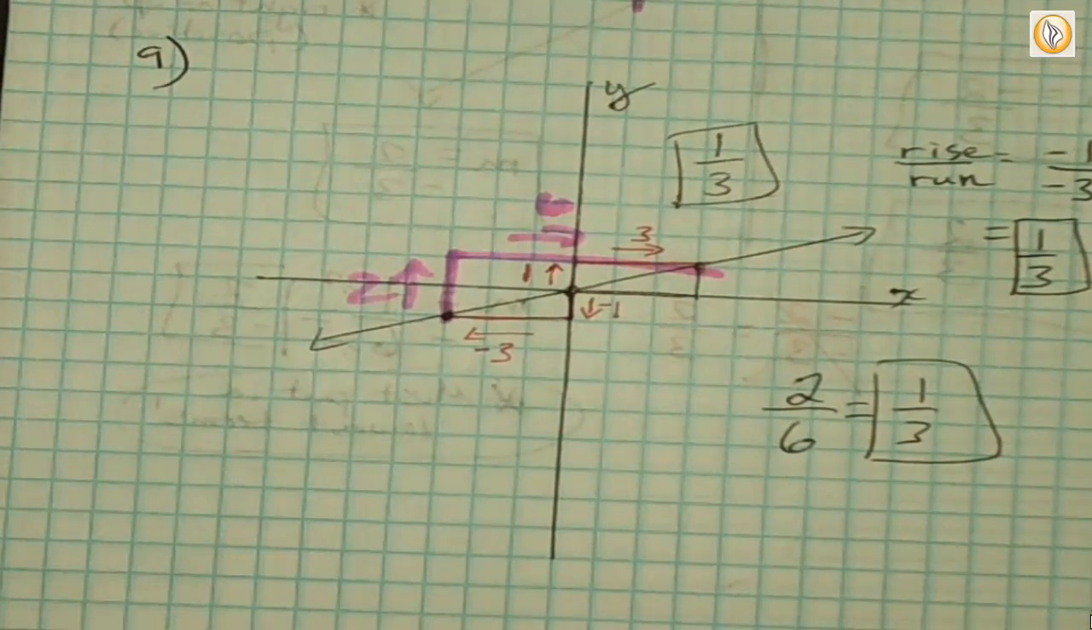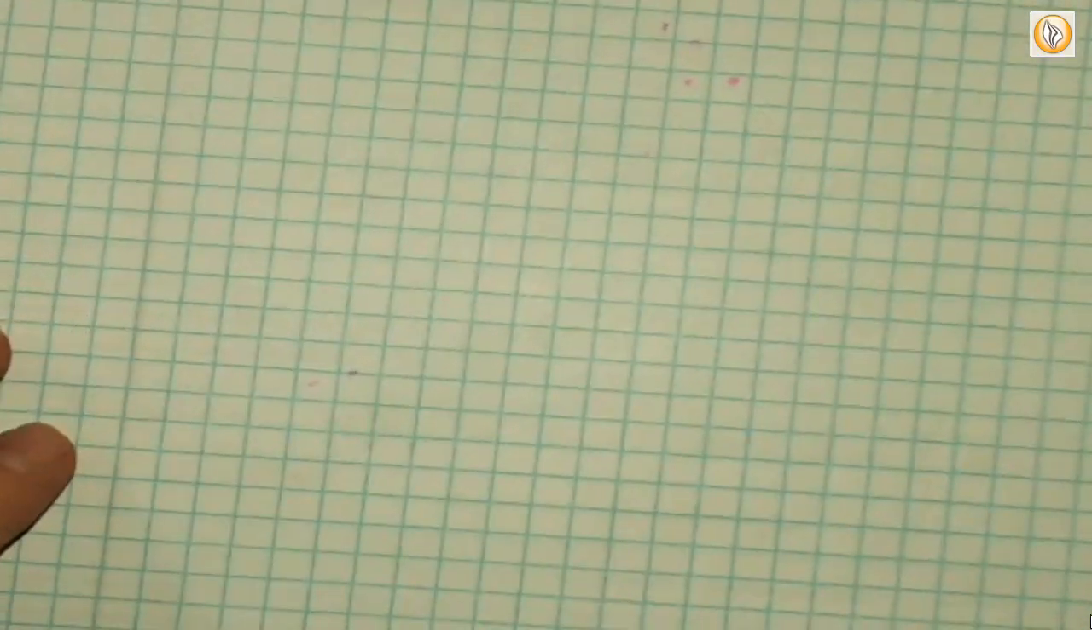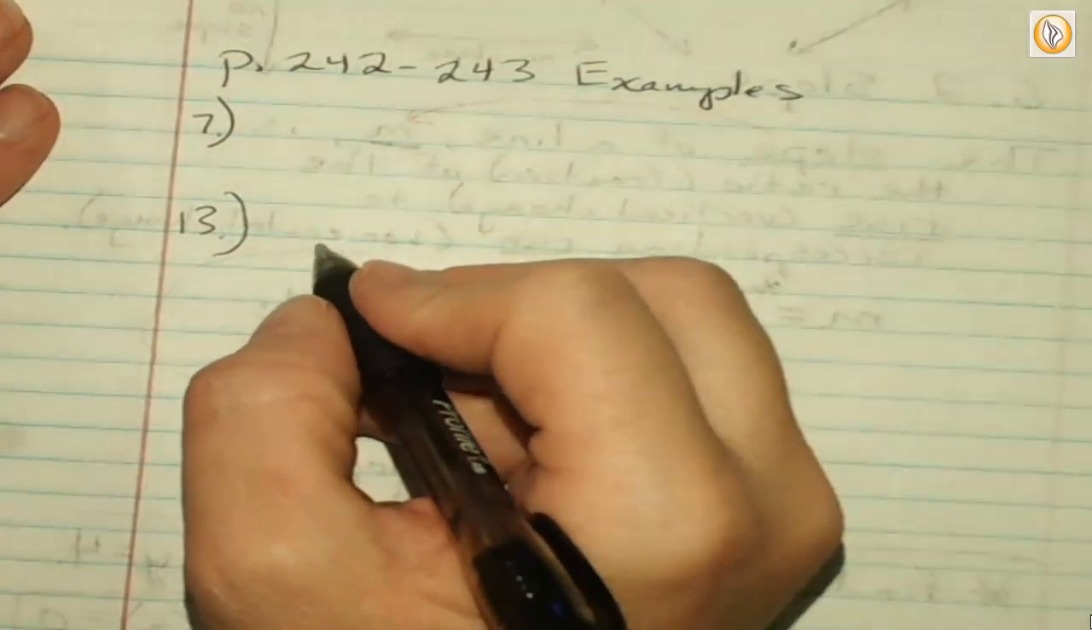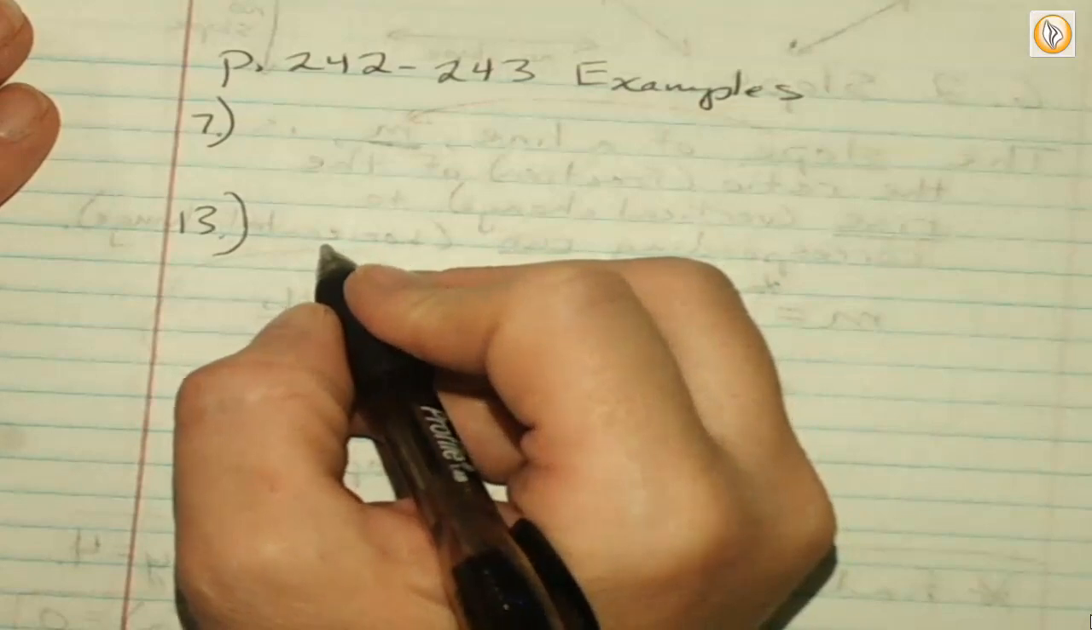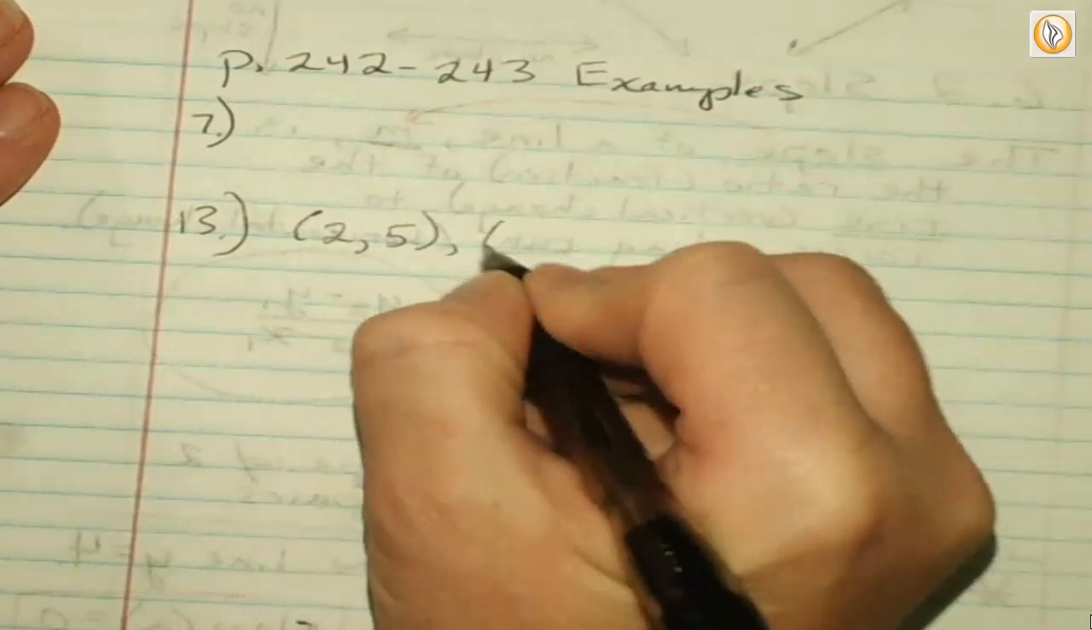Good. Let's do another one. Sophia, go erase that. Let's look at 13 now. And this is going to be different. Let's see. Morgan, read the directions for 13. Find the slope of the line passing through the given points. Okay, so 13 has 2 ordered pairs.